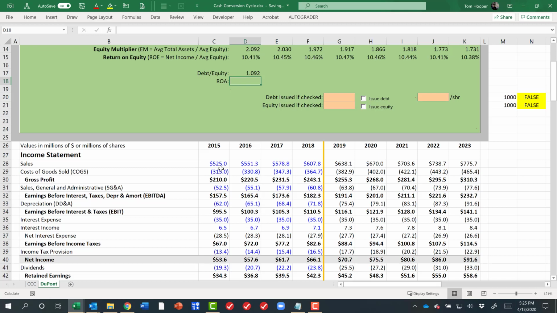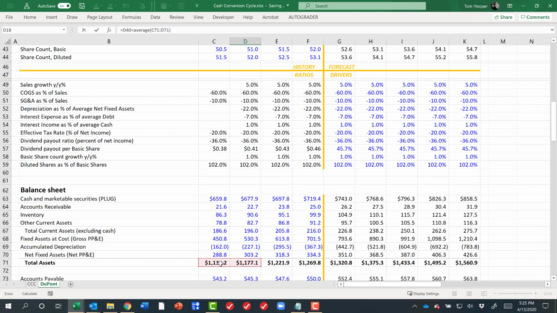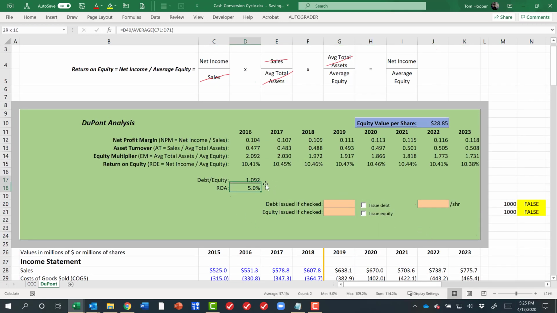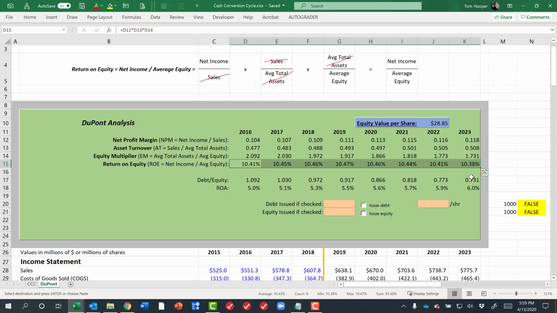And then the return on assets, the net income divided by the average assets, is about 5%. And so how do those numbers change over time? Return on assets is going up a bit. Debt to equity is going down. So let's think for a minute about how these 1, 2, 3, 4, 5 lines can be changing while return on equity is staying about the same.